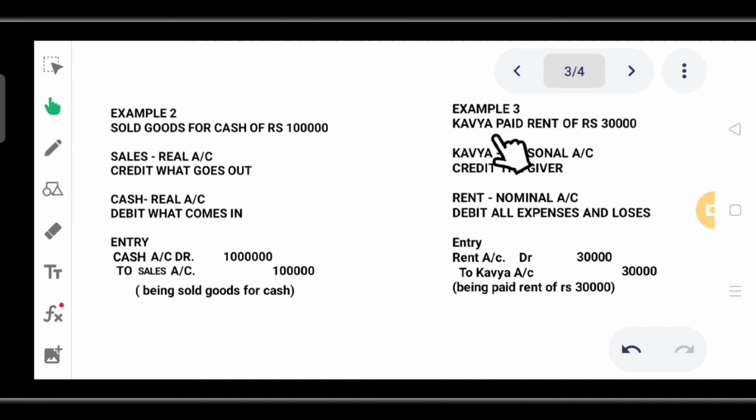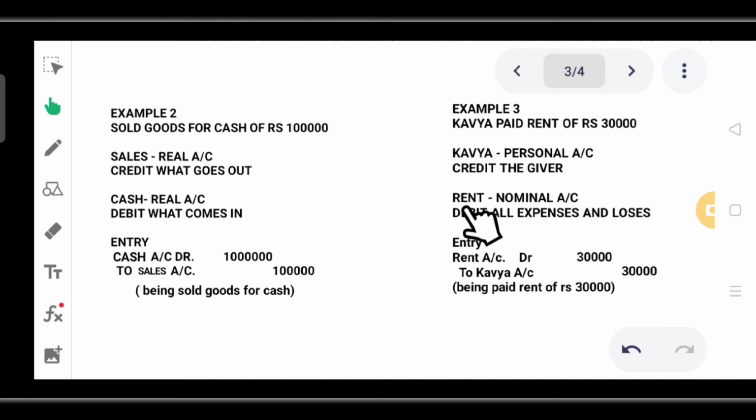Now example 3. Here we have taken an example of Kavya paid rent of rupees 30,000. They have not mentioned cash or credit, but it is written as paid. So when it is written as paid, it is obviously cash. It is already paid. There is no future payment as such. So we take two accounts here, Kavya and rent. Kavya is a personal account because it is the name of a person, and what is rent? Rent is a nominal account because it is an expense. It is not a good or a person or bank or cash. It is just an intangible thing which is occurring.